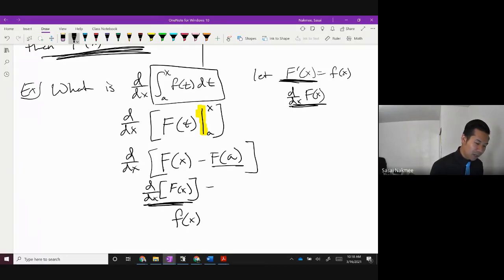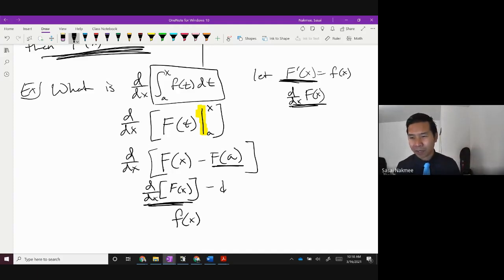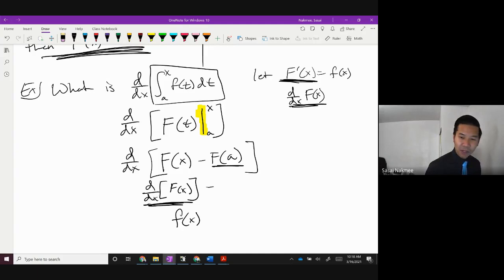The derivative of F of a: remember, a is a constant. a is a number. If I take the derivative of a number, what do I always get? What's the derivative of a number? Does anybody know? Just a constant. Yeah, the derivative of a constant is equal to 0. So F of a just goes off to 0.